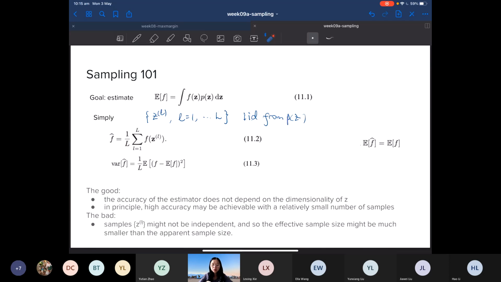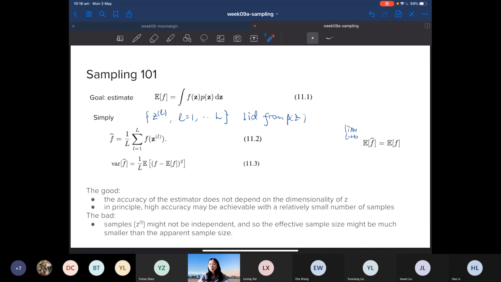You can show easily, due to the linearity of summing and expectations, that in the limit of infinite samples, the expectation of this sample estimate f hat converges to the true expectation of the function, E of f. So you will say, okay, that's simple. It goes nothing beyond what you already know in probability yet. And here we're just assuming we can draw samples.